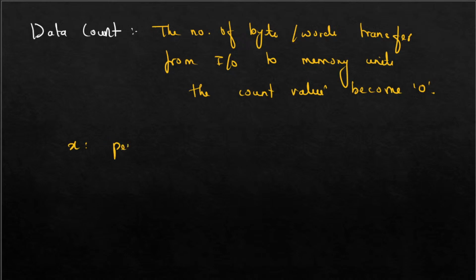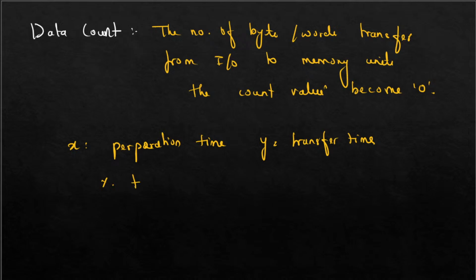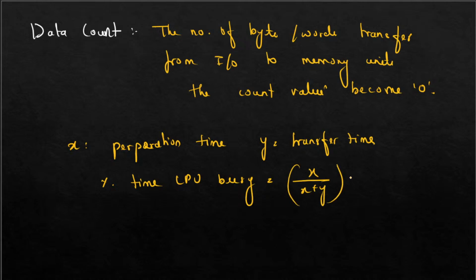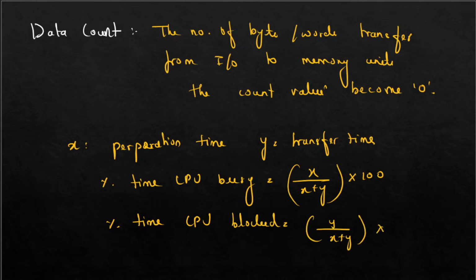So that means X is preparation time, Y equals to transfer time, percent of time CPU is busy, which is x plus y into 100, and percent of time CPU is blocked, which is y by x plus y into 100.